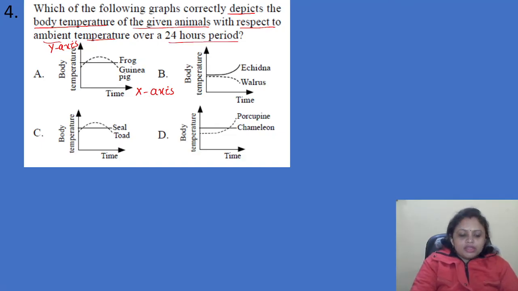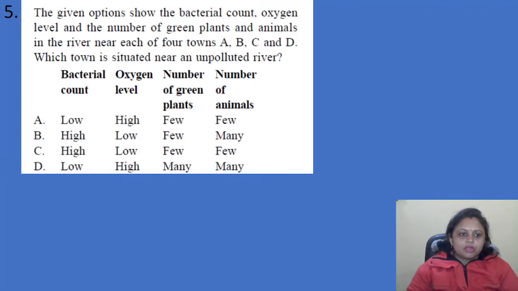So here the correct option is option C. So what happened with increase in temperature? The seal's body temperature remains constant, and the other one increases then decreases. So the correct answer is option C.